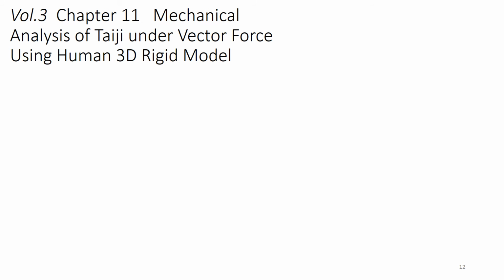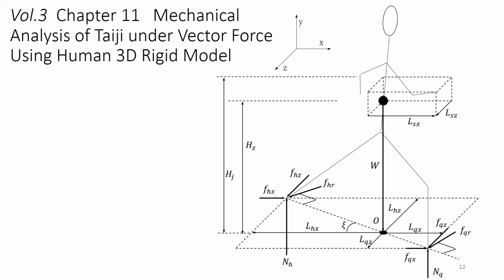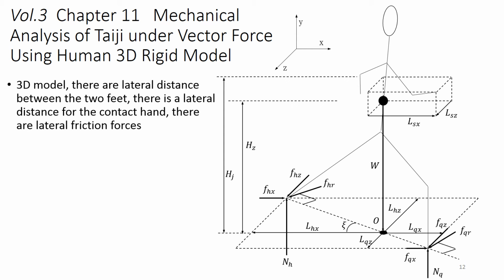Chapter 11. Mechanical analysis of Taiji under vector force using human 3D rigid model. In the 3D model, there is a lateral distance between the 2 feet. There is a lateral distance for the contact hand. There are lateral friction forces. Fx, Fy, Fz is the vector contact hand force.